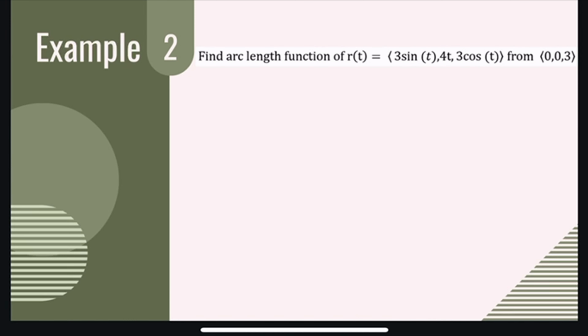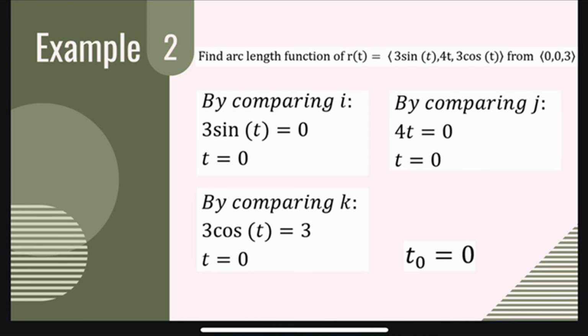So on to the next part, which is example 2. The question given is to find the arc length function of r(t), where the given function is 3 sin t, 4t, 3 cos t from point (0, 0, 3). And then we will move to the next step, which is we need to find t0. How do we do so?